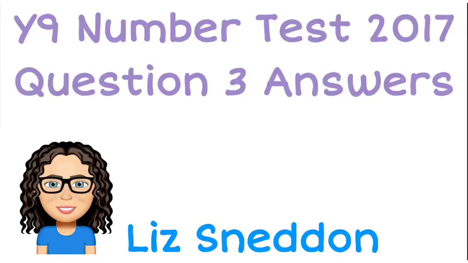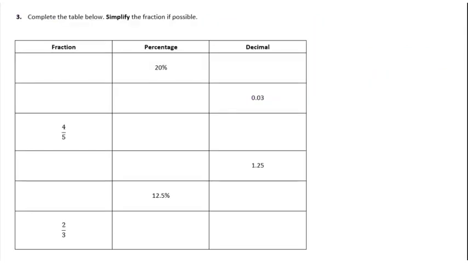Here is question 3. Complete our table, including simplifying if possible. Okay, so the first one, 20%. When I go from a percentage to a decimal, I take that 20% and ignore the percent sign. The decimal would normally go after this. It would be 20 point something. So I'm going to move that decimal over 2 spaces, and that becomes 0.2 as a decimal.